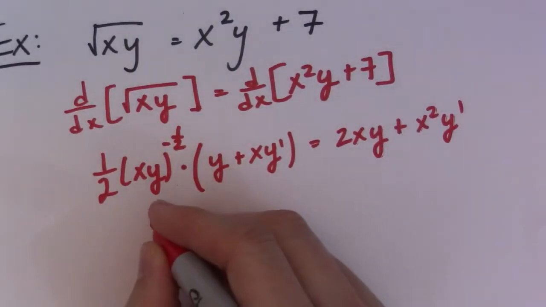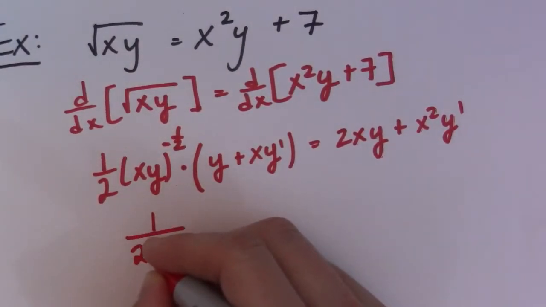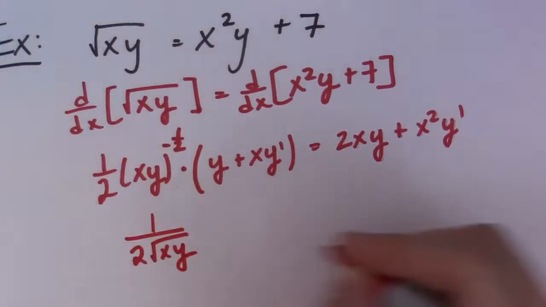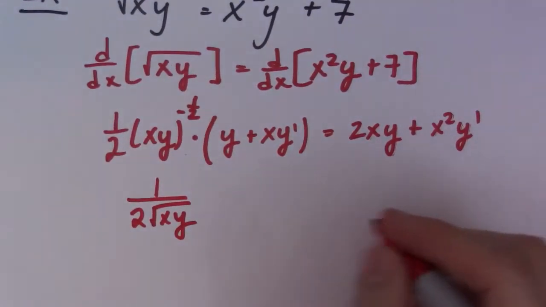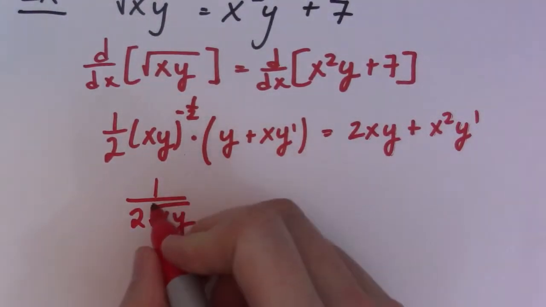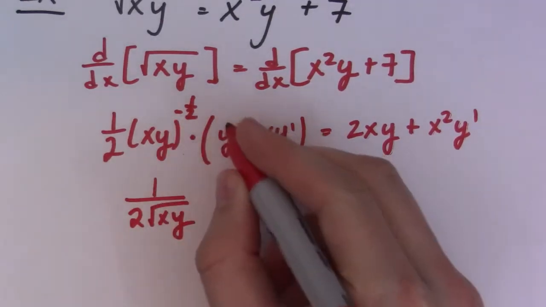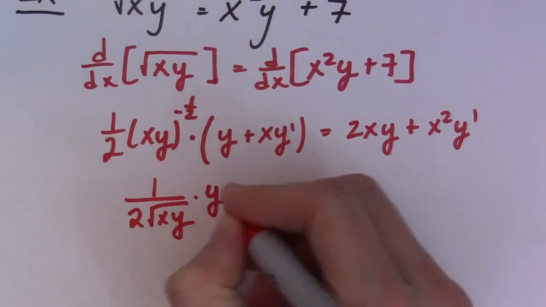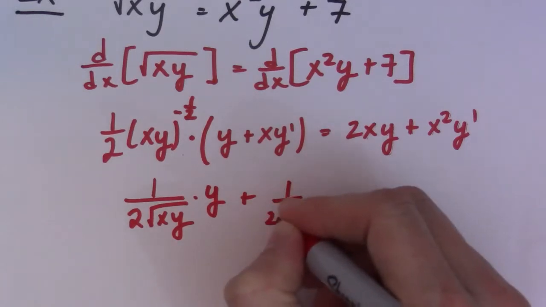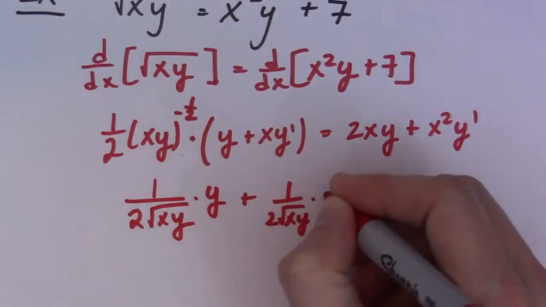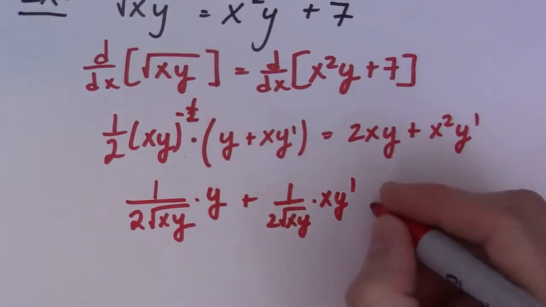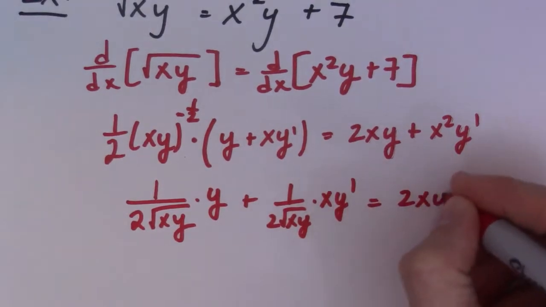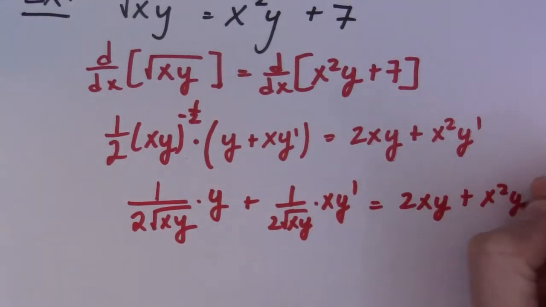So I'm going to rewrite this first of all. So 1/2 root xy, just like that. So I changed my negative exponent to that, and then I'm going to distribute through with it. So I'm going to take it and go to the y, so I have times y plus 1/2 root xy times xy prime is equal to 2xy plus x squared y prime.